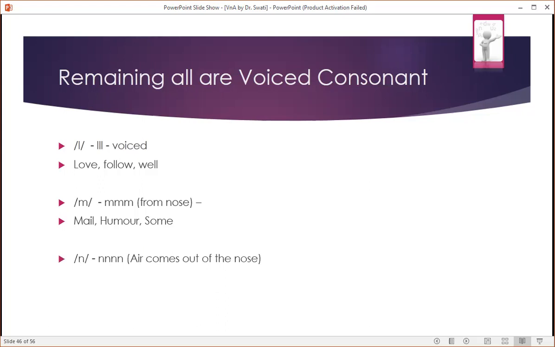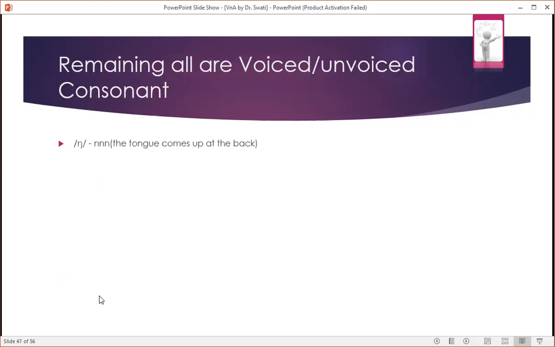Now this one is the N sound. Air comes out of the nose when we say this sound. So nail, funny, knee, nine. You can see the air is coming out of the nose.